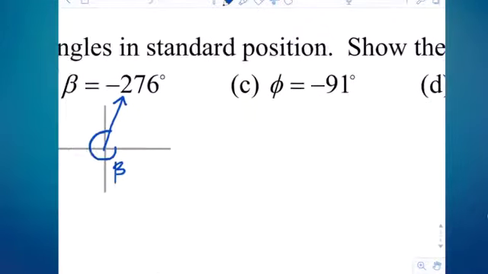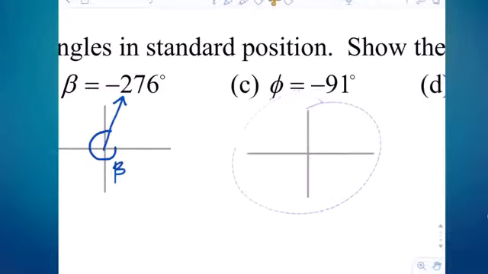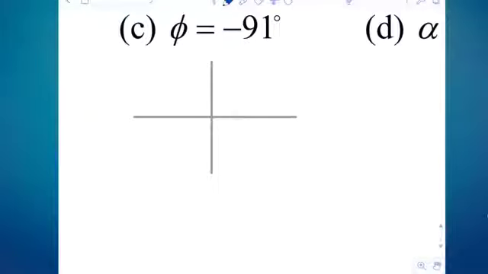All right, letter C. Phi is negative 91. Negative 91. Can you look at that and tell me what quadrant that's going to live in without drawing it? Quadrant 3. Good. Negative 90 takes you to the negative y-axis, and we're going just a single degree past there, a 360th of a rotation past that y-axis. Phi.